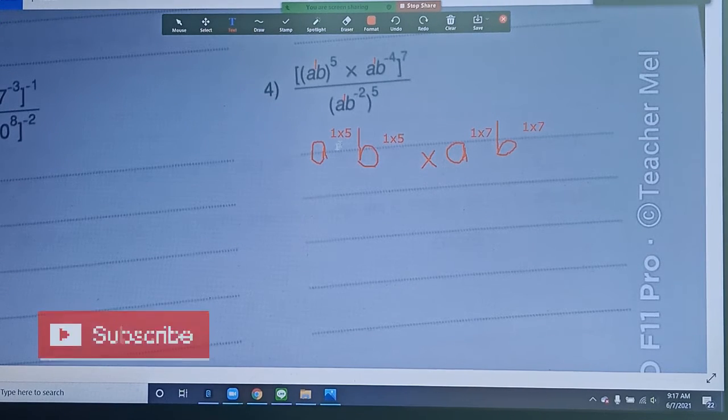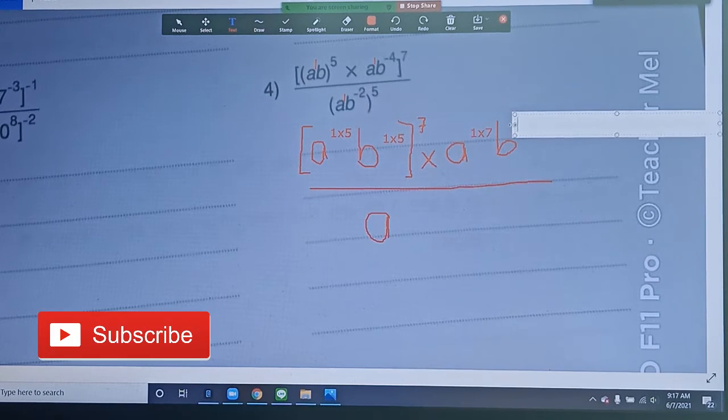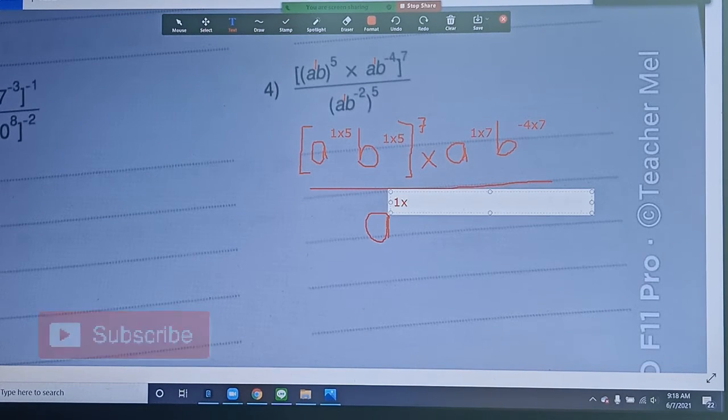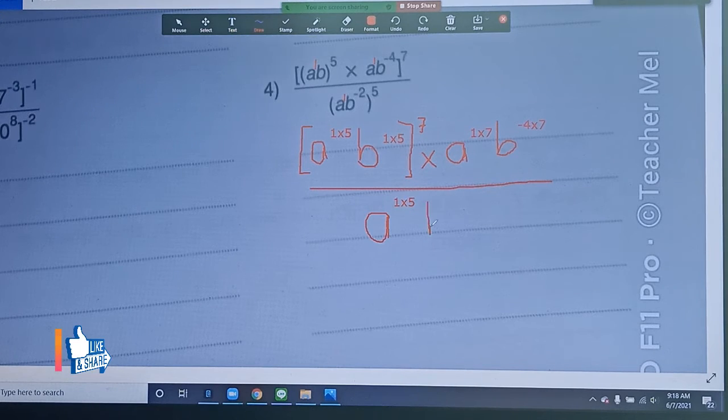But remember this first part, AB, you have the bracket outside. That means the entire expression on top is to the power of 7. So we can just put 7 in there, over negative 4 times 7. Then the denominator is 1 times 5, then B, negative 2 times 5.